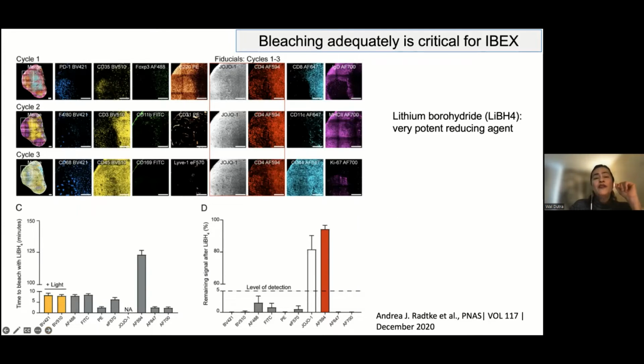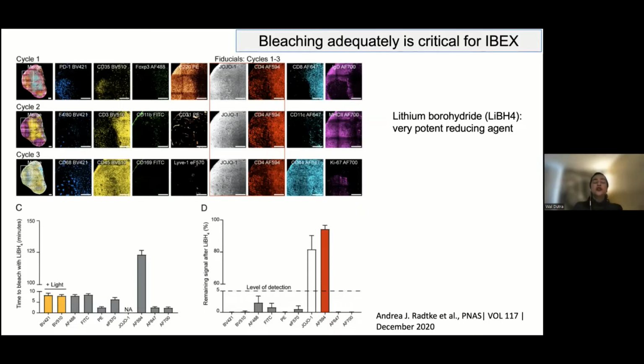But there are two very important things to show you in this slide. The first one is that it is critical that you bleach your cycle perfectly once you read it. What the IBEX does is allow you to stain the molecules that you want in your first cycle. You collect that image, then you come with a chemical that is lithium borohydride. It's a very potent reducing agent that will bleach your fluorochromes completely, right?